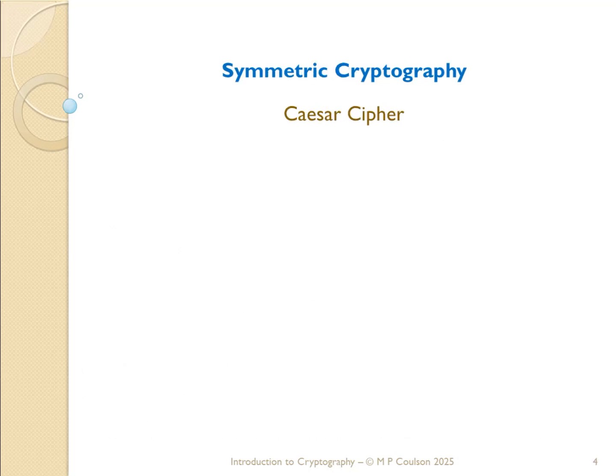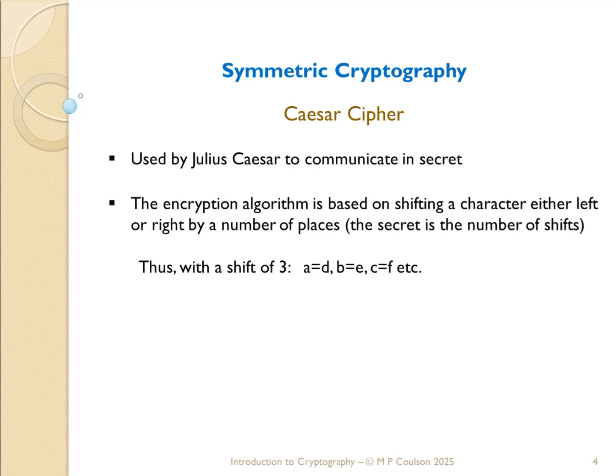Now, let's look at some methods of symmetric cryptography. Symmetric cryptography is where a message is both encrypted and decrypted with a single key. One of the first ciphers to use symmetric cryptography was the Caesar cipher, that Julius Caesar used to communicate in secret. The Caesar cipher's encryption algorithm is based on shifting a character, either left or right in the alphabet, by a number of places. The actual secret, or the key, is the number of shifts that a letter is to be moved up or down the alphabet.